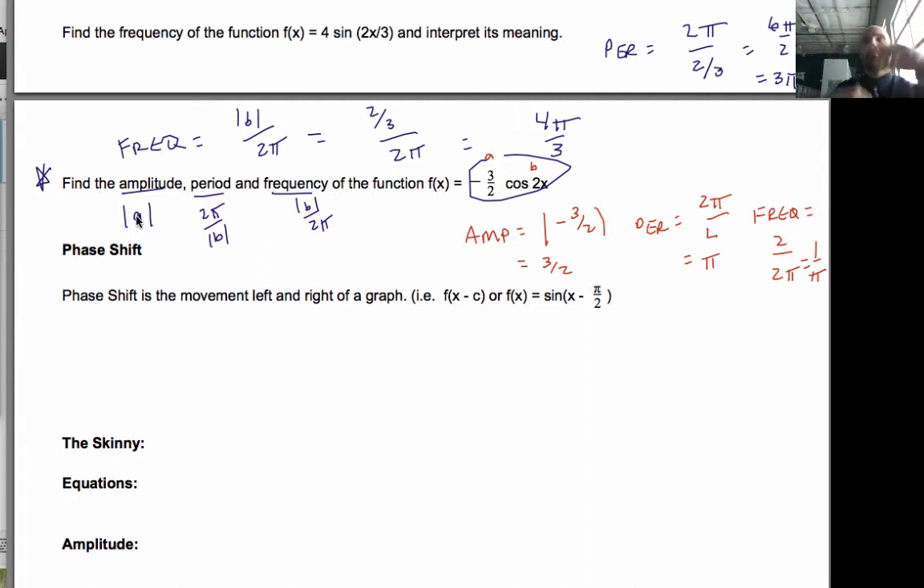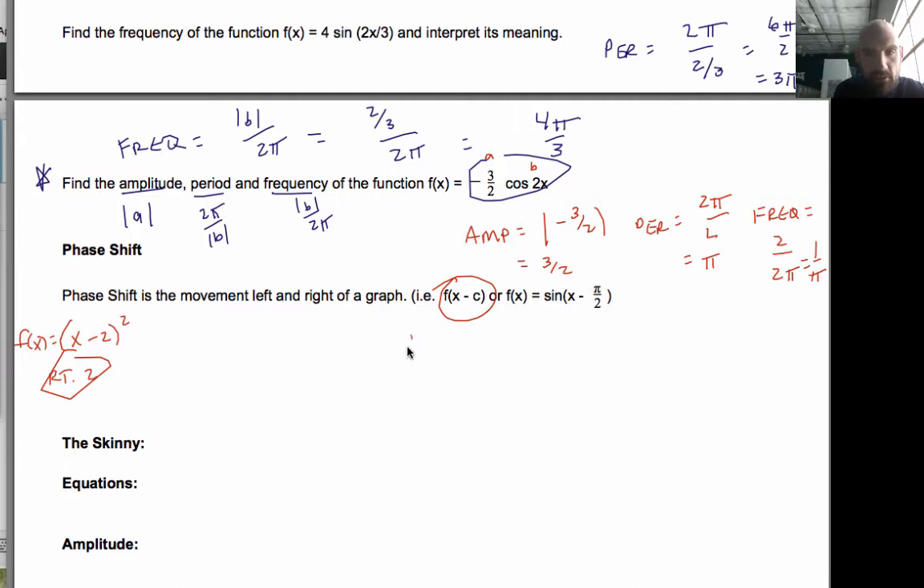Phase shift. Phase shift is another way to say left and right movement. Okay, we've done this with all of our parent functions so far. So check out where it lies. So f of x minus c, it's whatever's being subtracted inside those parentheses. So like when we had f of x is equal to x minus 2 squared. This would be right 2, right? That would be essentially like phase shift. So whatever's being subtracted inside there is going to be my phase shift.